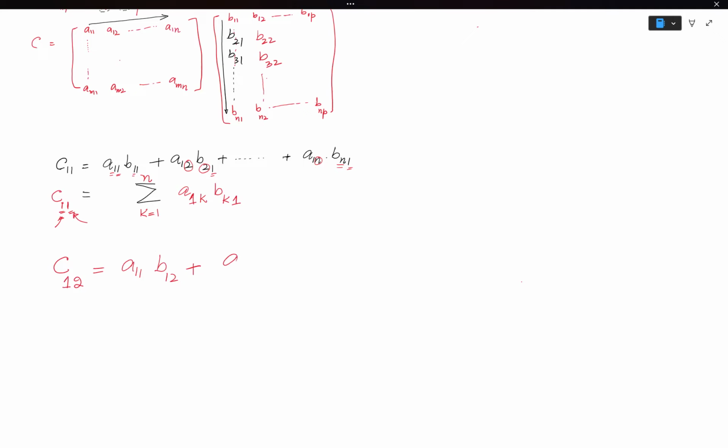So A11 B12 plus A12 times B22 plus A13 times B32, and so on. And finally, the last element of A in the first row will be multiplied with the last element in the second column of B. So it will be A1n times Bn2.